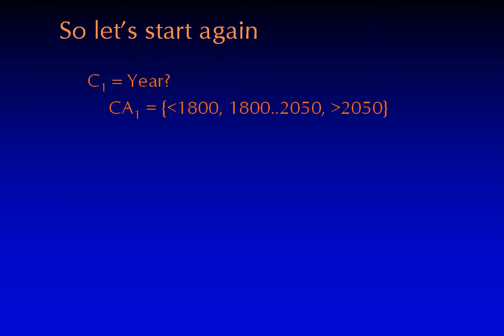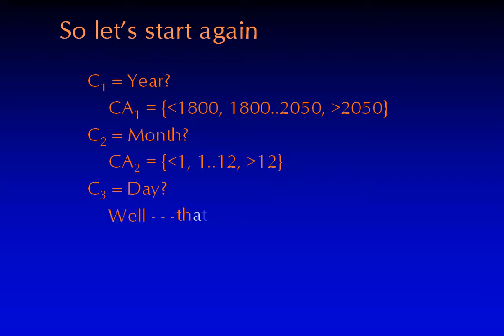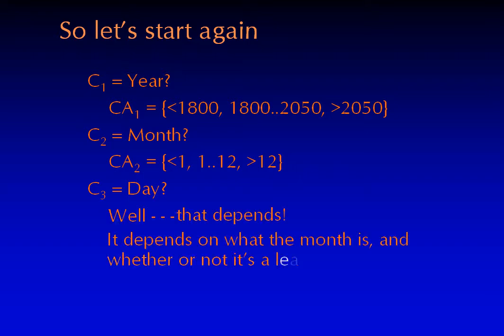So let's start over. The first condition and its set of alternatives, just 3: before the valid period, during the valid period, and after the valid period. We can treat months in exactly the same way. So we already have 9 rules. How about the day? Well, that depends. It depends on what the month is and whether or not it's a leap year.